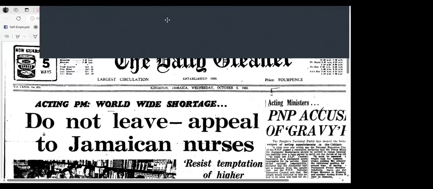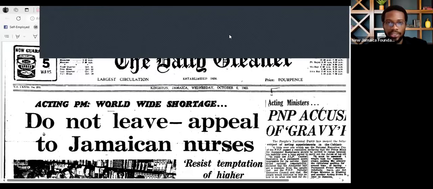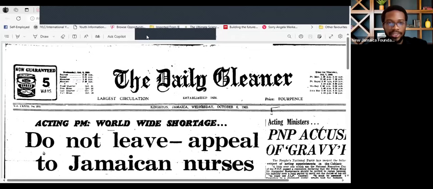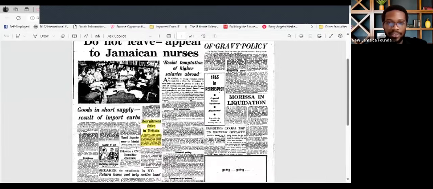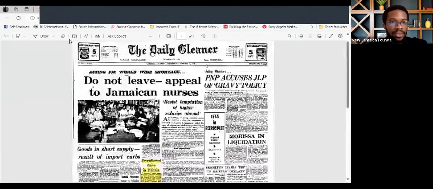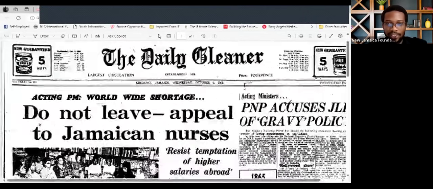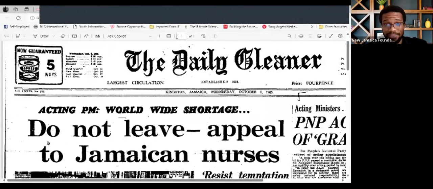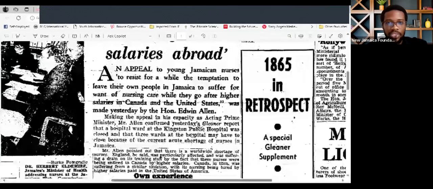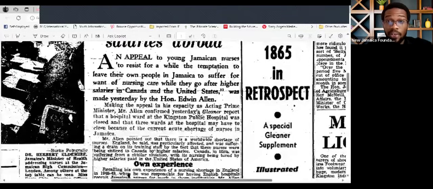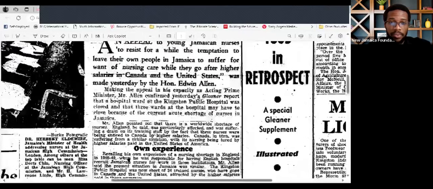Yes, sir. All right, so if you look at this article, you will see where it says, "Do not leave, appeal to Jamaican nurses, resist the temptation of higher salaries abroad." This is from 1965. An appeal to young Jamaican nurses to resist for a while the temptation to leave their own people in Jamaica to suffer for wants of nursing care while they go after higher salaries in Canada and the United States was made yesterday by the Honorable Edward Allen.